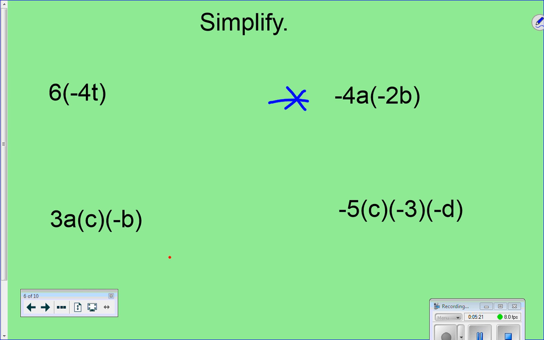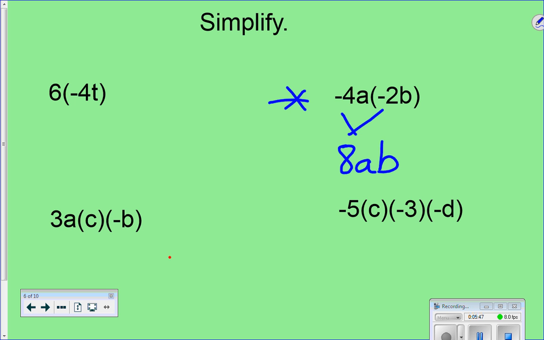The first thing I'm going to do is worry about my numbers. I'm going to multiply my numbers together. I'm not going to worry about those variables yet. So I'm going to take negative 4 times negative 2, and I get 8. And then, do we know what those variables are? It doesn't say A equals whatever, B equals whatever. We don't know that. So what we have to do is just put them onto the end, because this is simplifying it as much as possible.